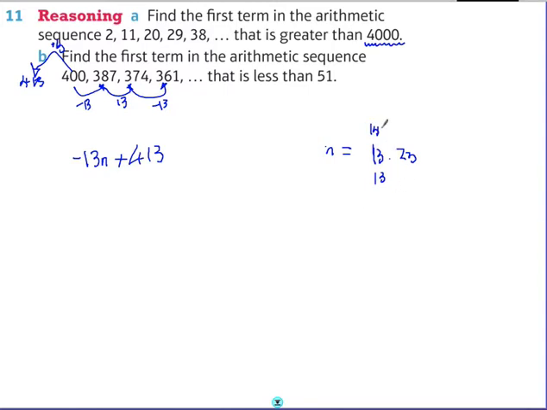So when you do get a decimal like this, try one integer below 13.3 and one integer above 13.3. Test it out, see which value it is, then conclude your answer.